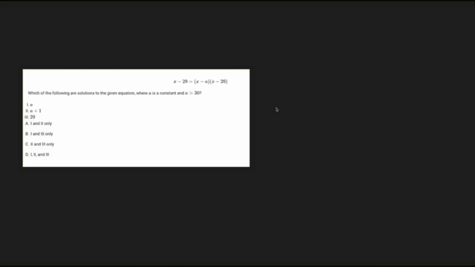Which of the following are solutions to the given equation, where a is a constant and a is greater than 30. All right, so first off, we have three possible answer choices. So a plus 1, or 29. And so what we want to do first is, well, we can just plug in these values to see if they work out, right? So these roots or solutions are really just substitutes for the value of x, right?